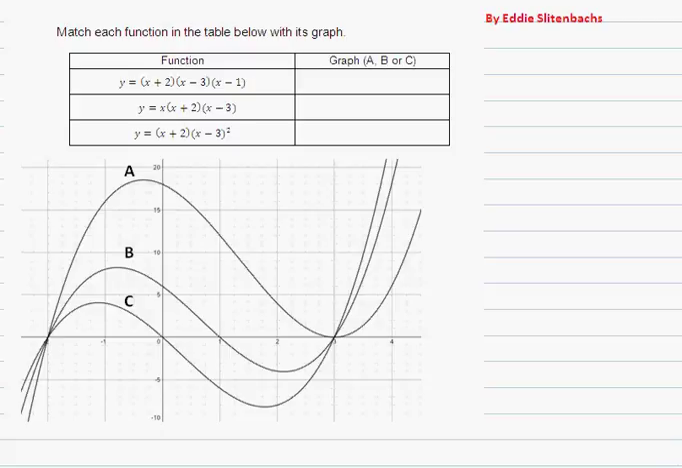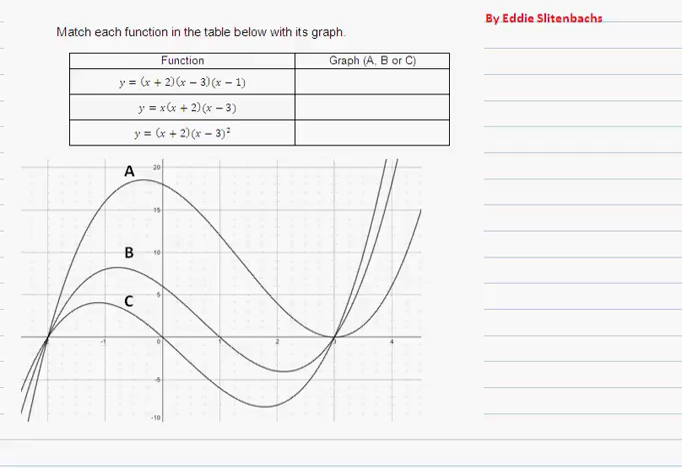We've got this question here where we're given three functions and three graphs, and we've got to match them. Once you identify two, the third one's going to automatically be the correct one. So we've got to write in which is graph A, B and C.